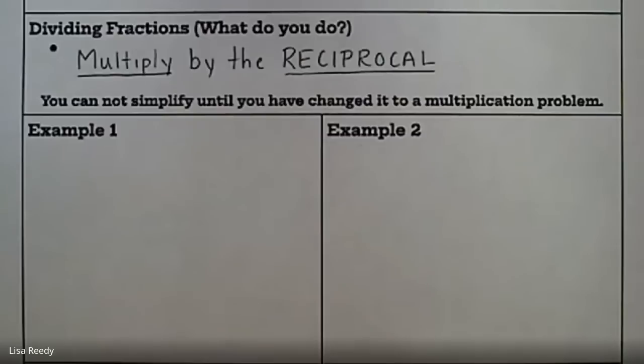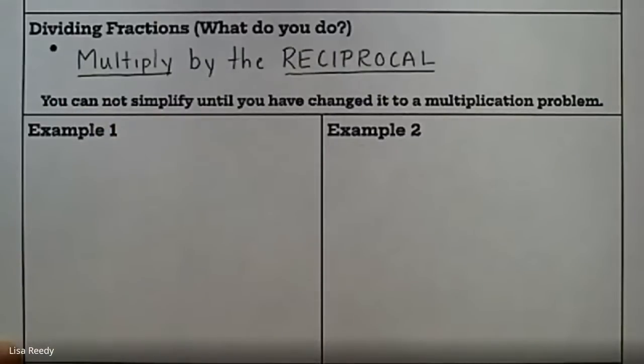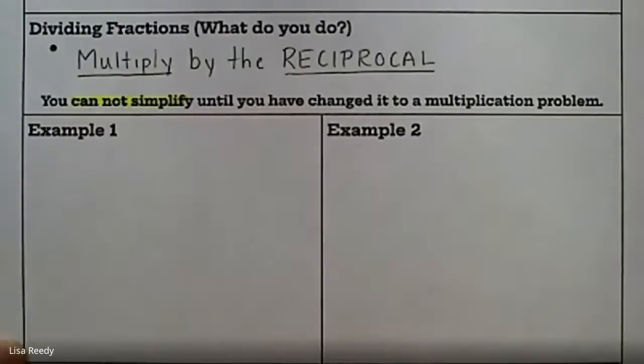There is simplifying in division, but it's only after you've changed it to multiplication. So let me say that again. There really isn't simplifying in division. The only time you can simplify vertically and diagonally is when you have a multiplication problem. So you cannot simplify until you have changed it to a multiplication problem, okay? That is the only time you can simplify vertically and diagonally.